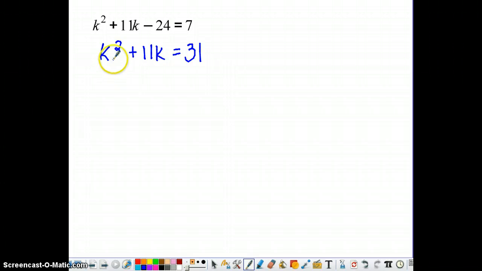Okay. From here then, what I'm going to do is take the coefficient of the linear term, the 11, divide it in half, and I'll show this work over here. And then I'm going to square it. Now 11 over 2 is 5.5, so it doesn't work out nicely. It doesn't become an integer when I square it. So I'm just going to leave it as 11 over 2, and when I square it, I'm going to get 121 over 4.